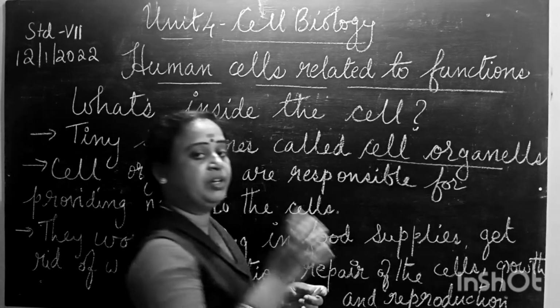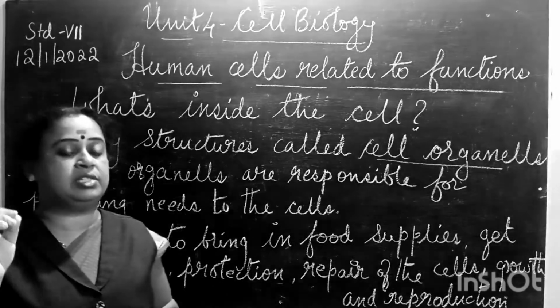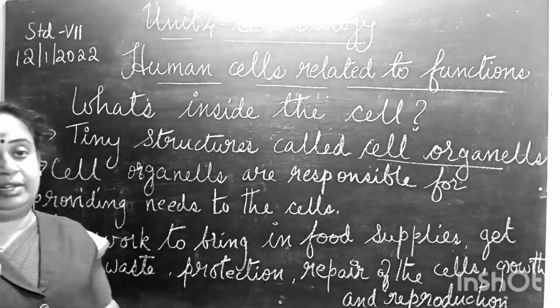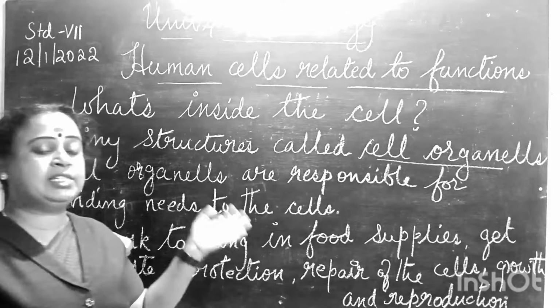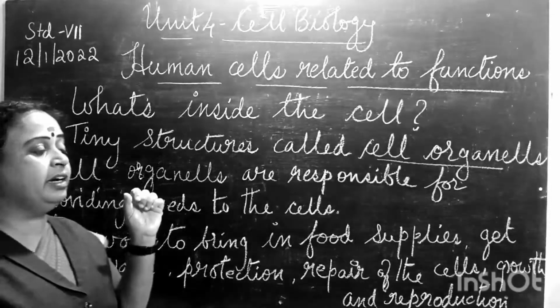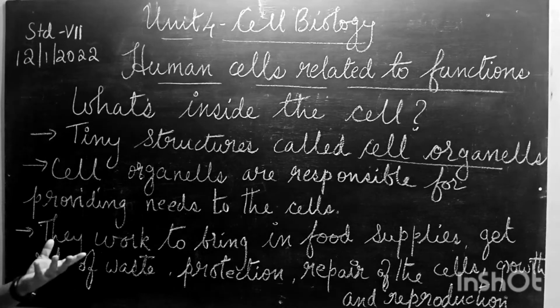First of all, the size of the cell is very small. It is at the micron level, the micrometer level. So it is very small, microscopic. Inside this microscopic cell, there are tiny structures called cell organelles. Now, what are the cell organelles doing?